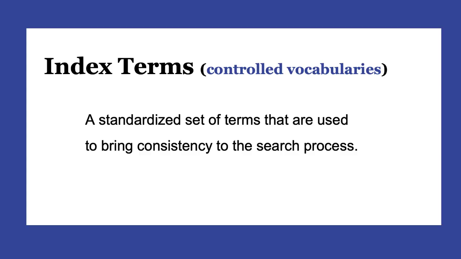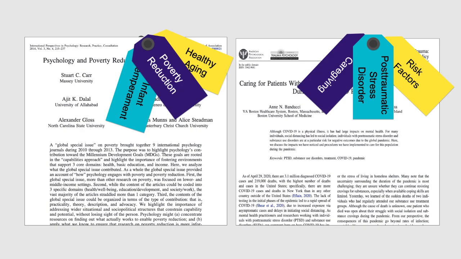This is where index terms come in. Databases such as APA PsycInfo have their own controlled vocabularies or index terms. These are a standardized set of terms that are used to bring consistency to the searching process. Index terms are tagged to the corresponding items in the database.